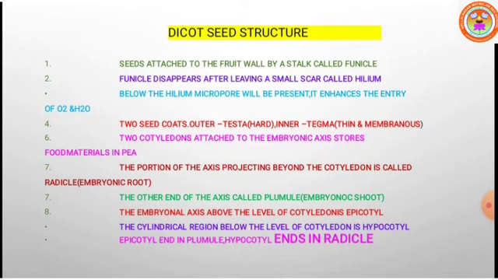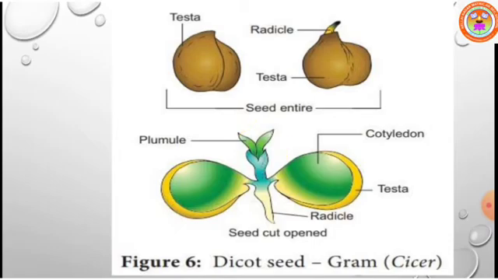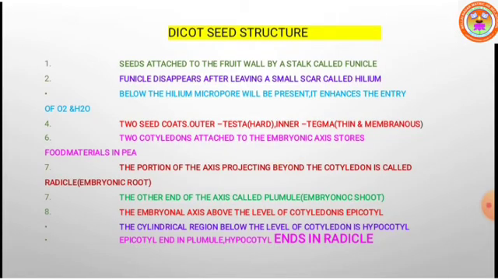The embryonic axis above the level of the cotyledon is called epicotyl, whereas the cylindrical region between the level of the cotyledons is called hypocotyl. Plumule gives rise to the shoot system and radicle gives rise to the root system during the development of the seed.